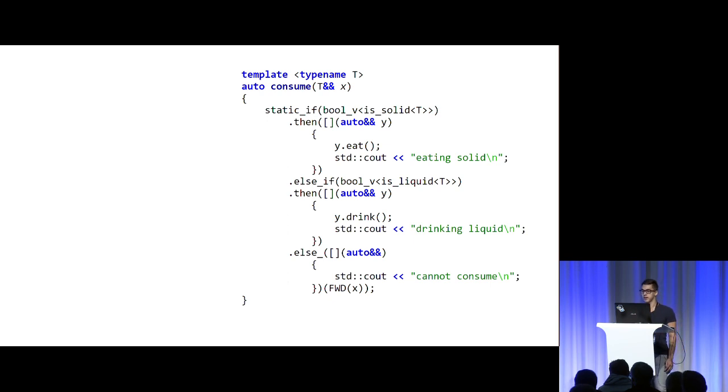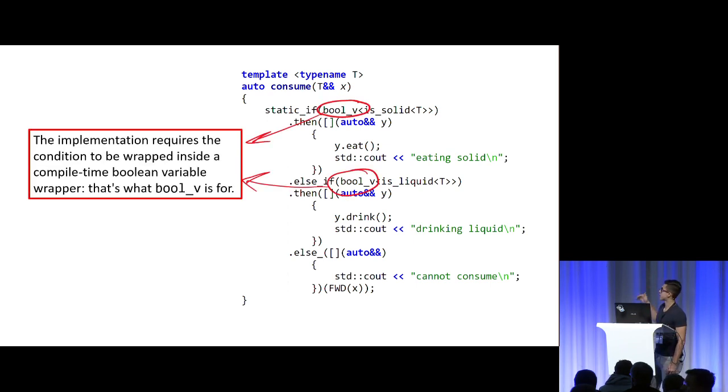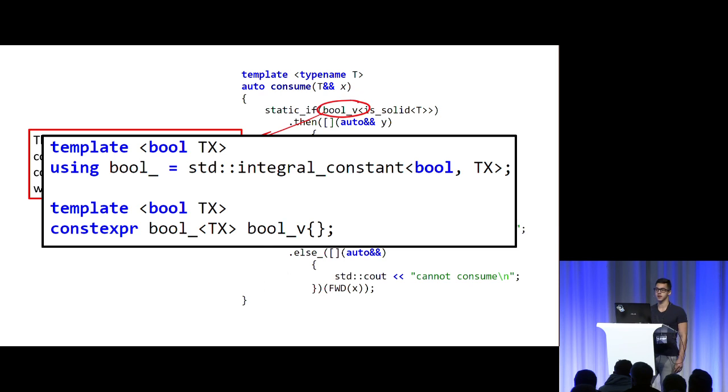So we say static if or condition, which has to be wrapped into bool v to force a compile time evaluation. And then we chain methods using this kind of then syntax, else if, then, else. And you can think of this as a set of lambdas where only the lambda that matches the predicate will be chosen and instantiated. All the other lambdas will never be instantiated, but they only have to be parsable. So again, bool v is required because we need to force the condition to be a compile time constant expression.